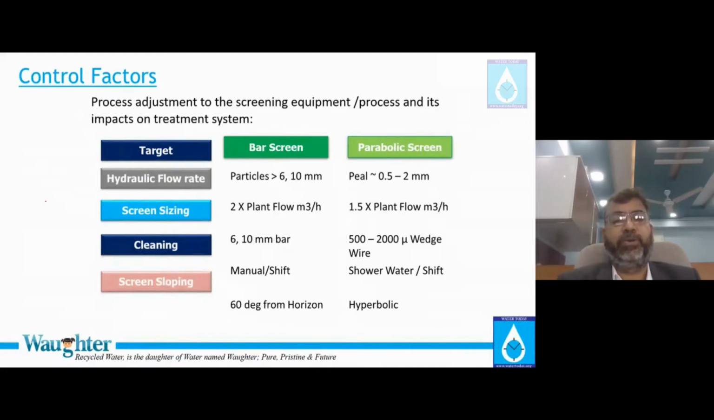Typically, you should design it for 2x of the plant flow rates. If somebody asks me how we really consider the peak flow, the Central Public Health Engineering Manual provides the peak flow for various capacities. The data has been collected there. If you don't want to refer to this data, just go for twice the capacity. So if your plant is 5 cubic meter per hour, your screen should be designed for 10 cubic meter per hour, as simple as that.